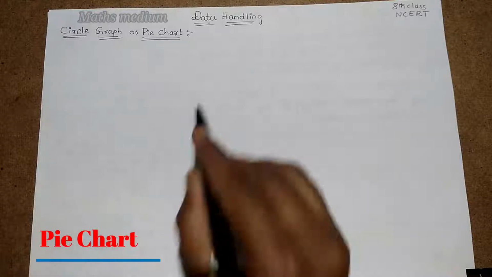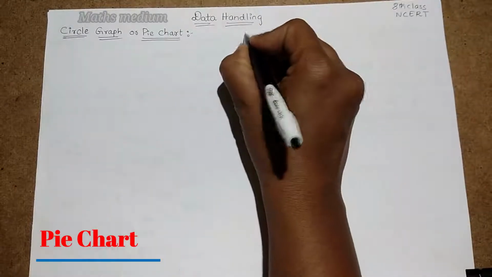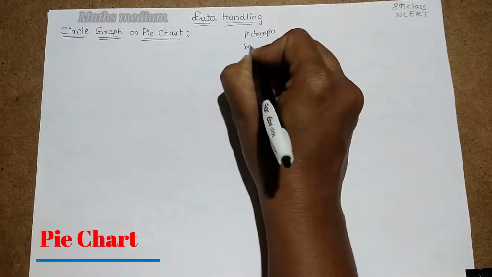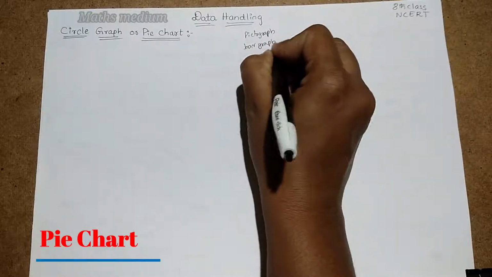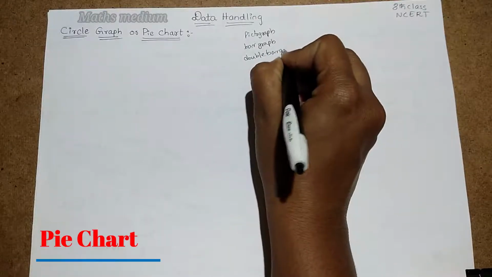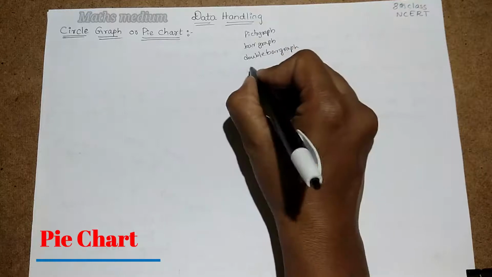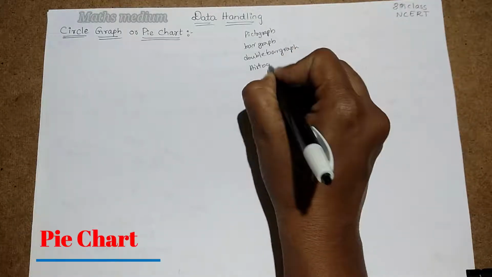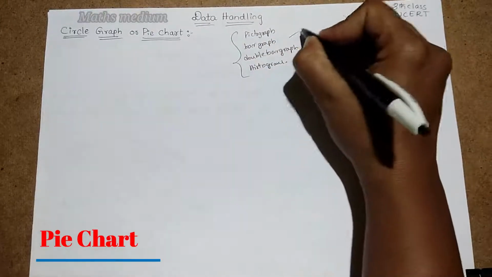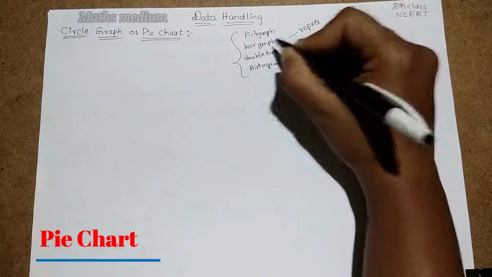Today I came with a new topic, that is circle graph or pie chart from data handling, 8th class NCERT. In earlier classes, you may have learned about data handling, that is pictograph and bar graph and double bar graph and histogram. These four are representations of data through graphs.